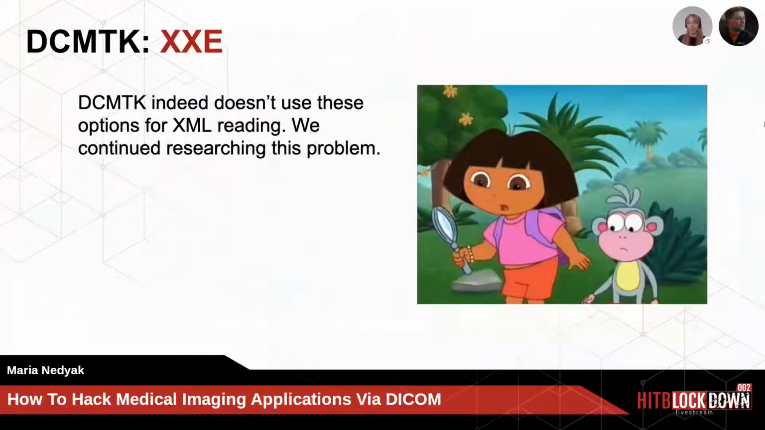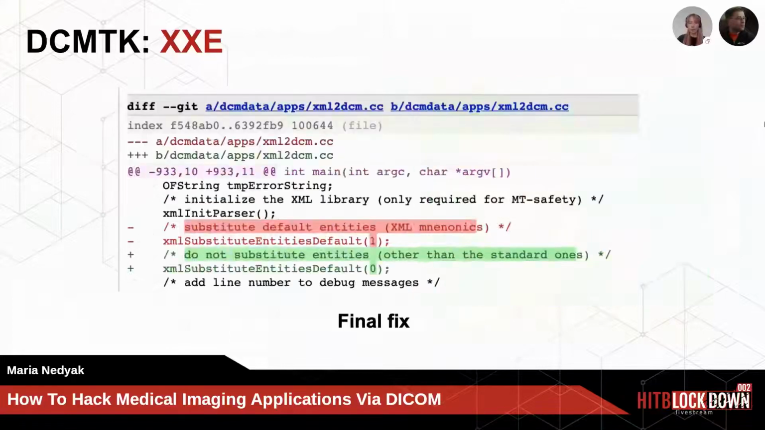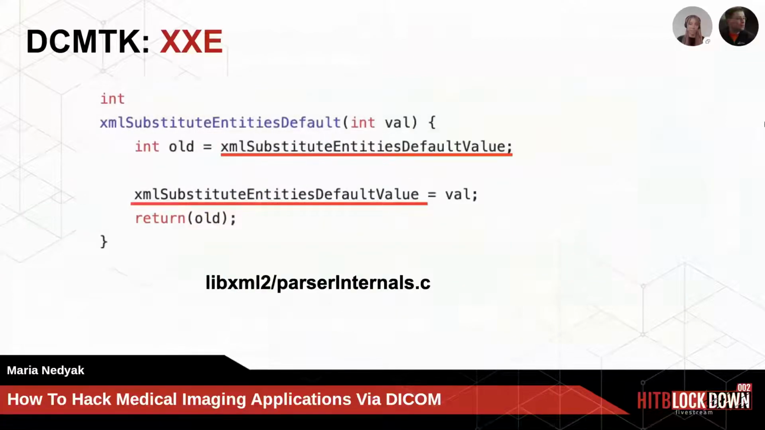Okay, DCMTK indeed doesn't use these options for XML reading. We continued to dive deeper into researching this problem, and it turned out that our libxml versions were different. The vendor had version 2.9.1, and I had a later version. On this slide you can see the final fix of this bug, and as we see, the solution was simply to change xmlSubstituteEntitiesDefault's argument from 1 to 0. And let's see what this function does.